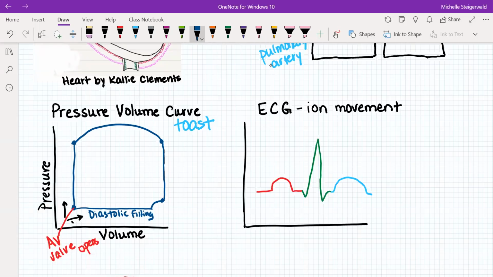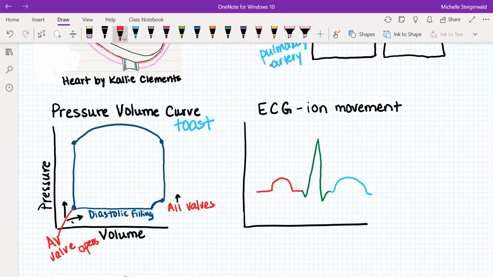At the end of your diastolic filling, you're actually going to contract the atrium and squeeze the last remaining blood from the atrium into the ventricle. And so that's why you see this increase of pressure just at the tip here. Once you start moving up on this graph, you know that the valves all have to be closed. So we're just going to say all valves closed.